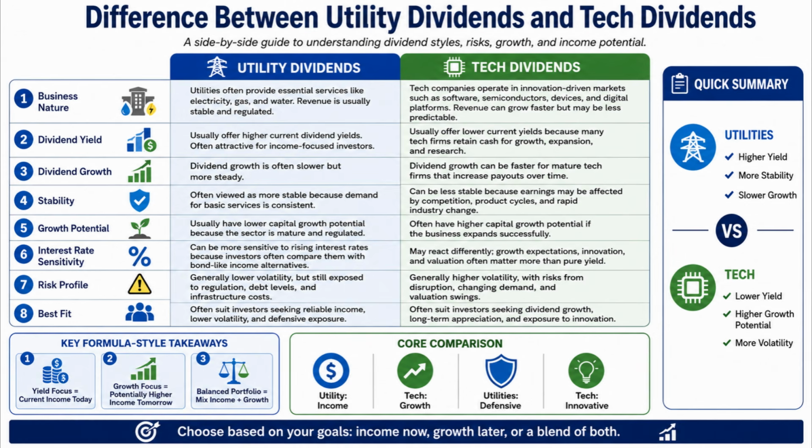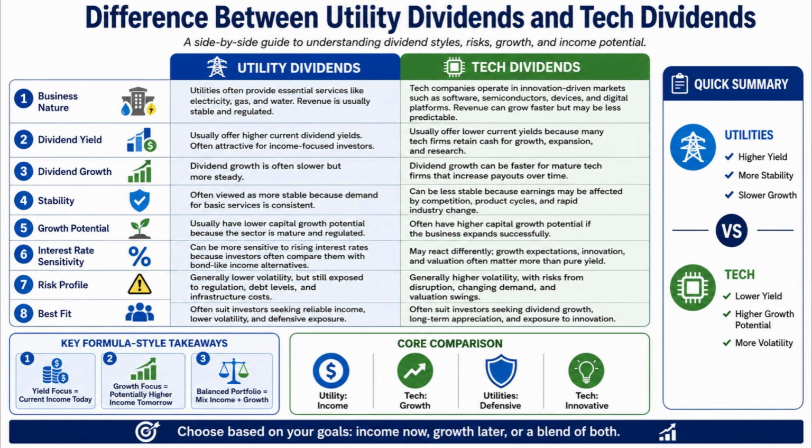Utility stocks often provide higher current dividend yields. This can make them attractive to investors who want income today, particularly retirees or income-focused investors who depend on regular cash flow. Utilities may distribute a larger portion of their earnings because their industries are mature and may offer fewer high-growth expansion opportunities. In comparison, technology companies often provide lower current dividend yields.